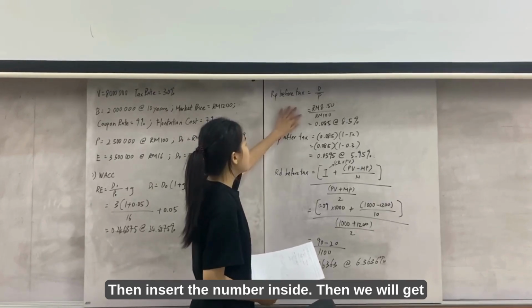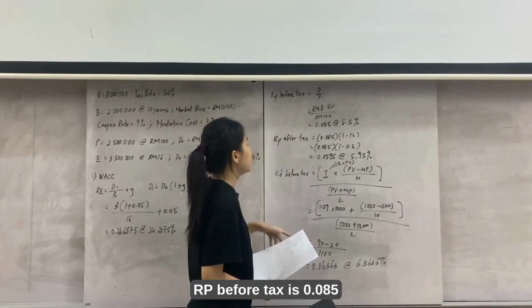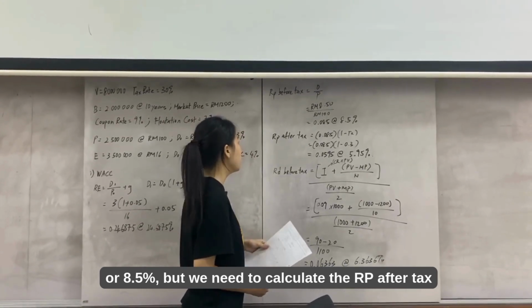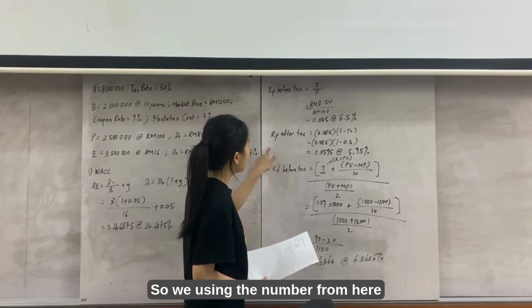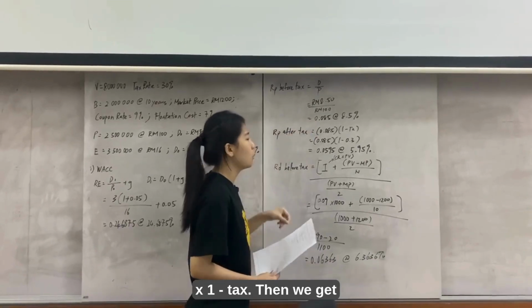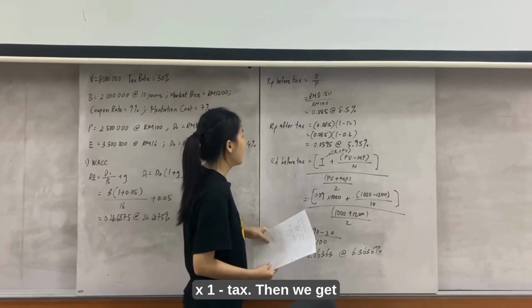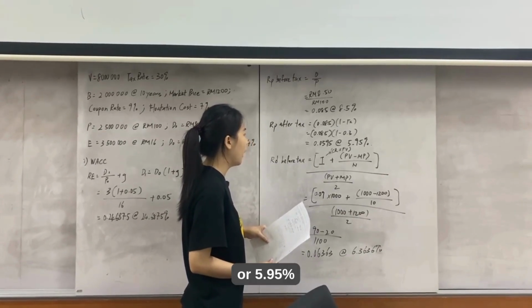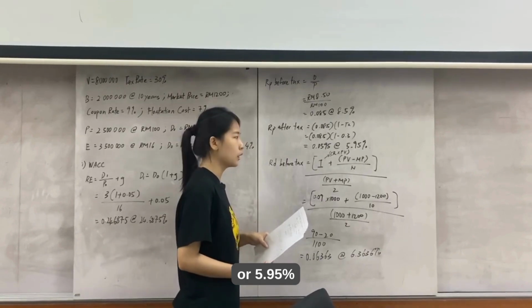Then we insert the number inside, then we will get RP before tax is 0.085 or 8.5%. But we need it after tax. So we're using the number from here times 1 minus tax. And then we will get the number RP after tax is 0.0595 or 5.95%.